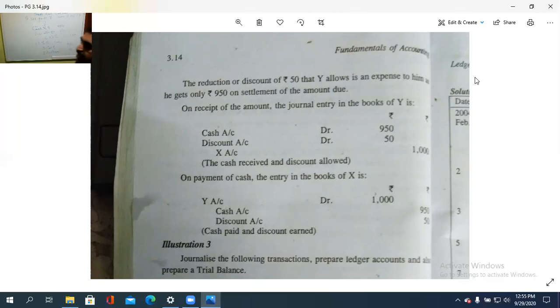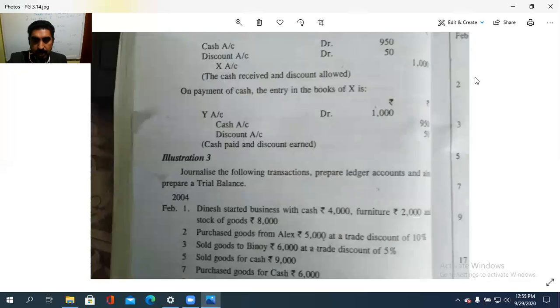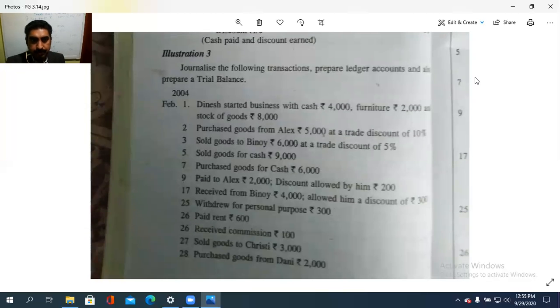Cash discount means a reduction in the amount that the creditor gives to the debtor for prompt payment. If they are always paying on a prompt basis, that is, making payment accurately at the correct time, then the creditor is allowing the debtor to pay with a discount, that is the cash discount. Then there's a problem. Journalize the following transactions, prepare the ledger accounts and also prepare a trial balance.